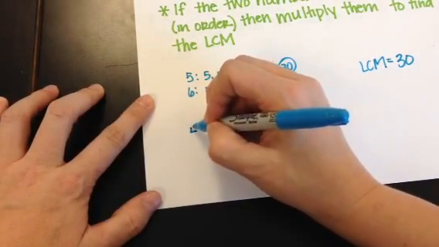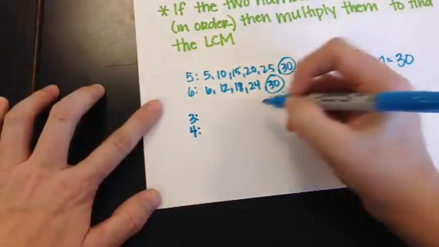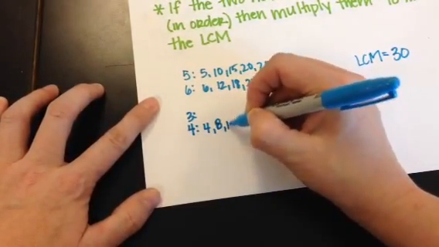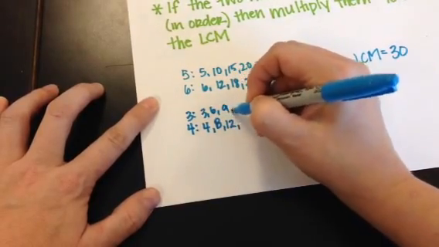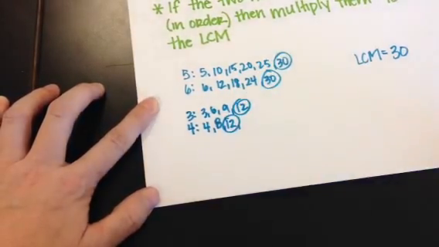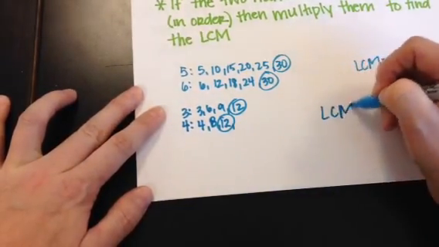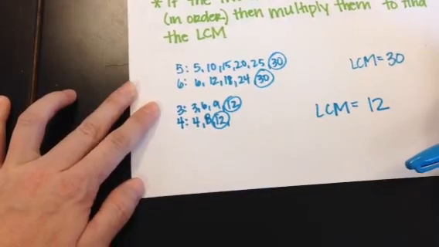So let's do 3 and 4. Again, I could list them out and do 4, 8, 12, and 3, 6, 9, 12. And again, 12 is the smallest number that appears in both lists. But I could have just multiplied them together in order to get the least common multiple of 12.